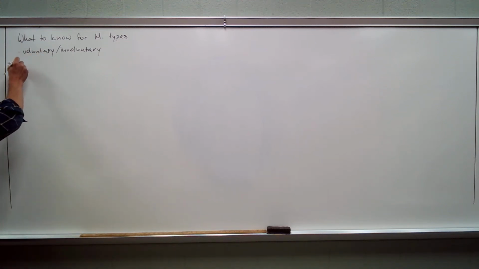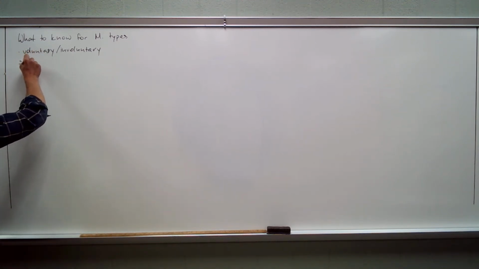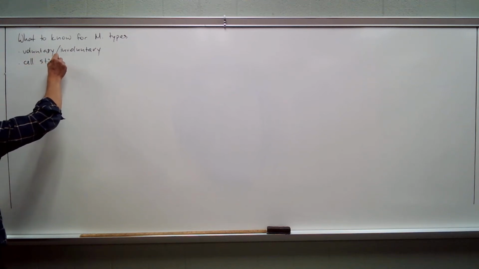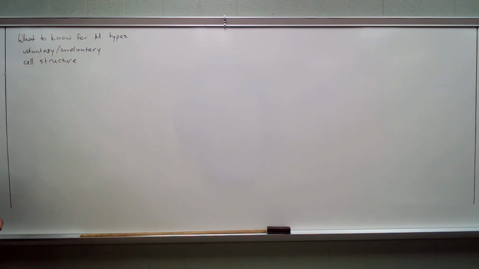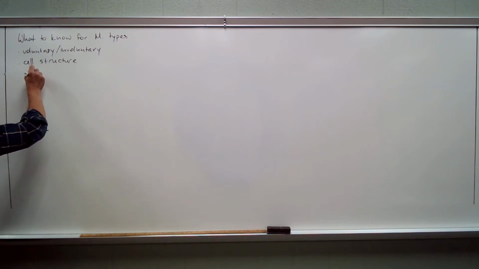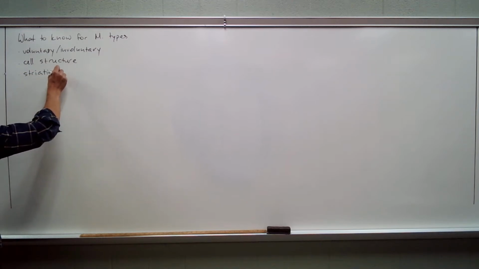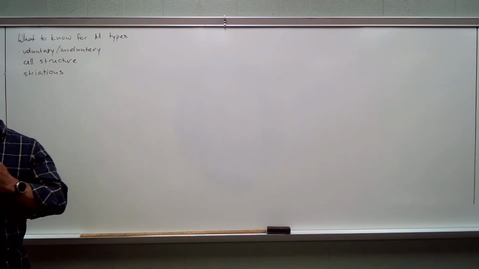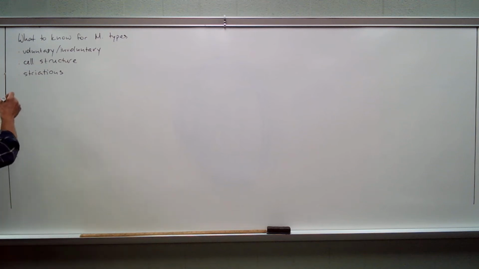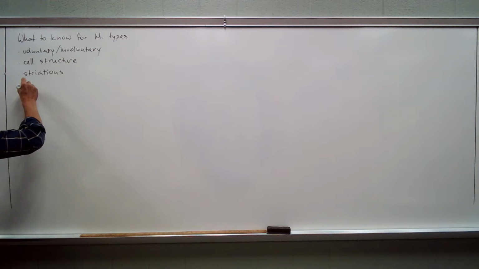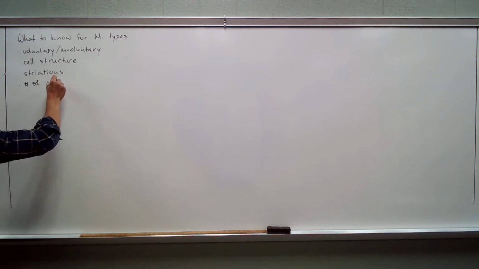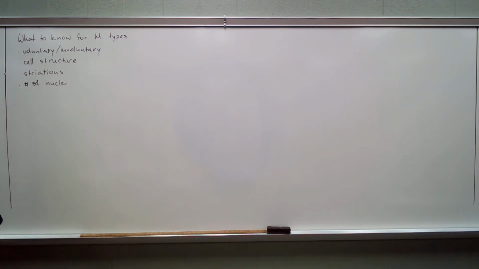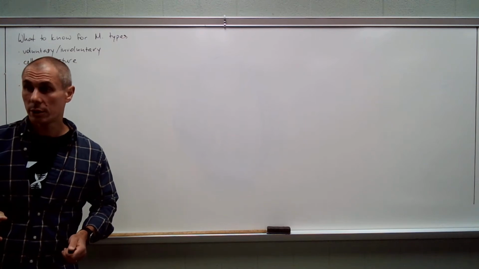Voluntary, involuntary. Cell structure: branched or non-branched or spindle-shaped. Striations, yes or no. Basically, smooth muscle does not have striations. Number of nuclei. Okay, we're good?